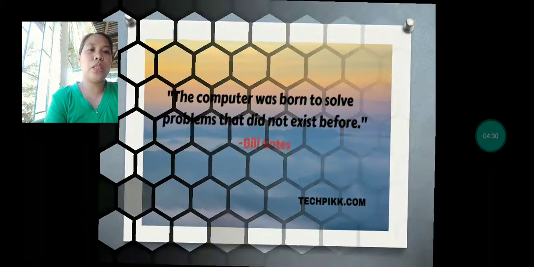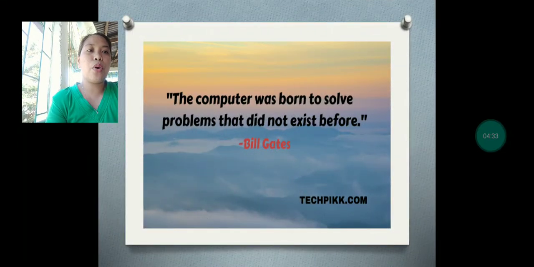Before I end my topic, I will leave this quote: The computer was born to solve problems that did not exist before.